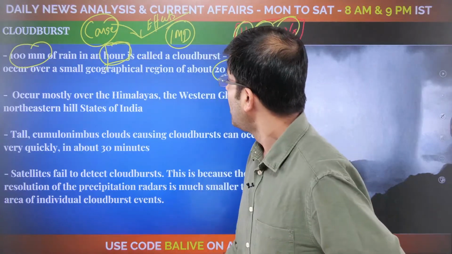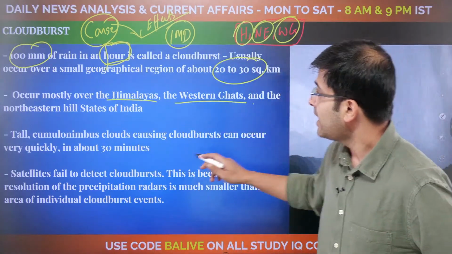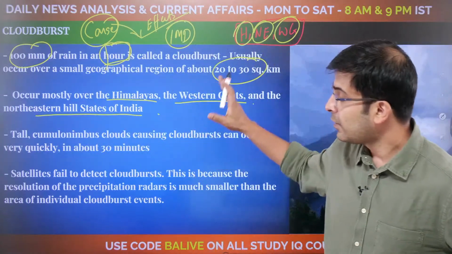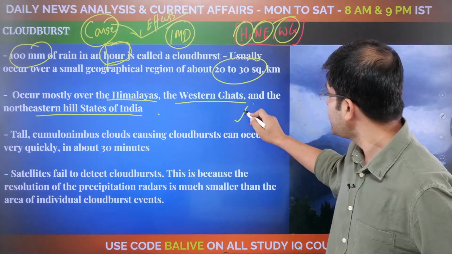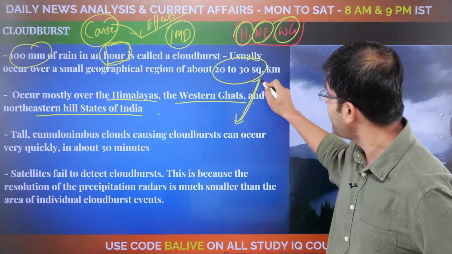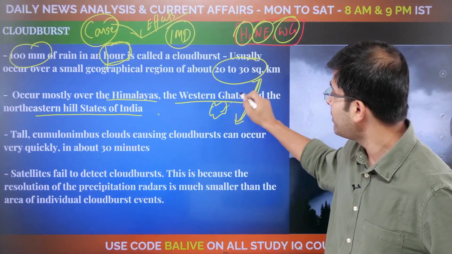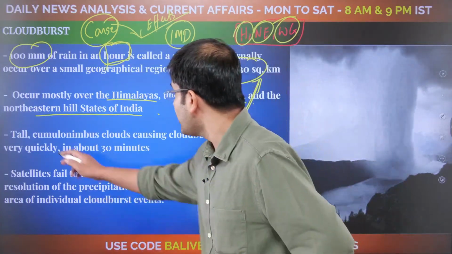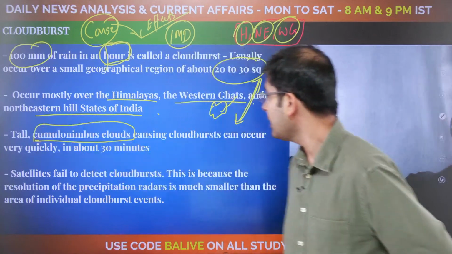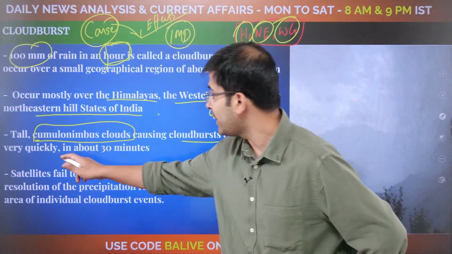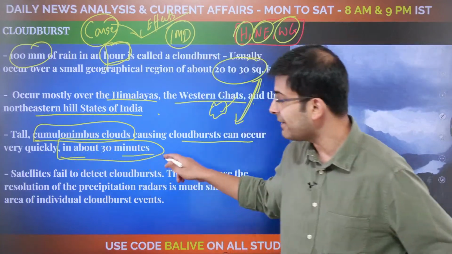Okay. So, they occur over the Himalayas, the Western Ghats and the northeastern hill states of India. Normally, they require a certain sense of a barrier, a geographical barrier is needed for the clouds that have come to finally form into a cloudburst. We'll discuss that also, that it is much more likely to take place, say, in front of a steep hill or a plateau. Okay. Normally over plains, not so much of chances. Clear? So tall cumulonimbus clouds, okay, causing cloudbursts can occur very quickly, again in about 30 minutes. Look at the time factor.